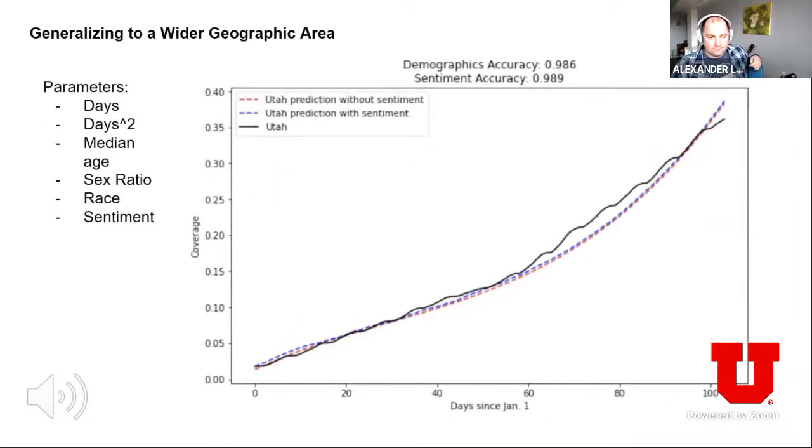Lastly, we test our model's ability to accurately predict the vaccine coverage in all of Utah using the data from our 7 counties. We can see that without sentiment data, our model is quite impressive on its own, with an accuracy of roughly 98.6%. Including the sentiment data gives a very slight increase, with almost a 99% accuracy. As we can see, the regression model that we have created shows promise in use on a wider geographic area.